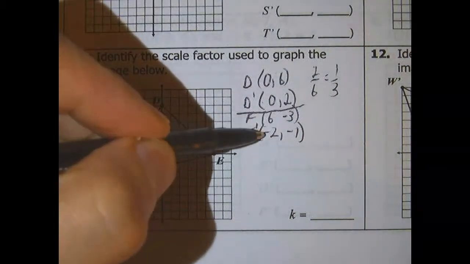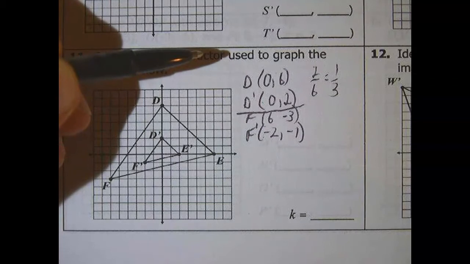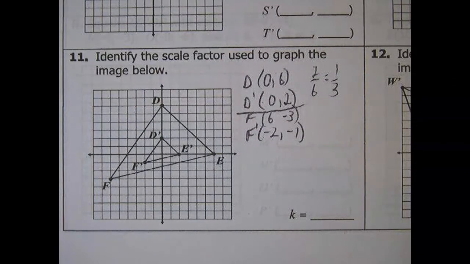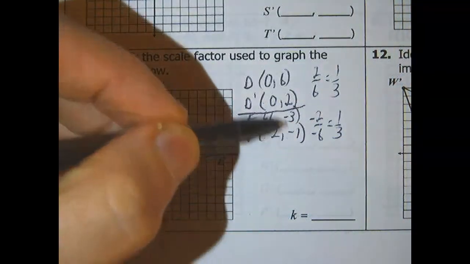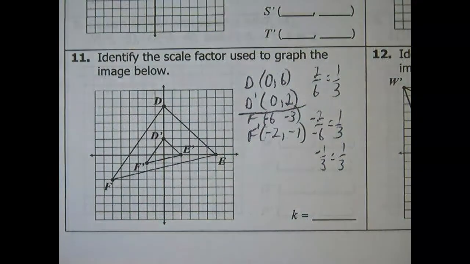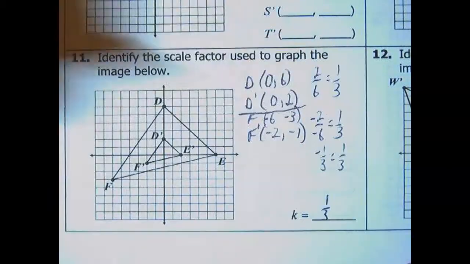And here you have it again, -2. This F is negative. So -2 over -6 is also 1/3. And -1 over -3 is also 1/3. There you go. It's always going to be the same thing. It's always going to be the same K. Once you find it once, you don't really need to do it all these times, but it's a good idea to check your work and make sure you're getting the right answer. So the scale factor is 1/3.